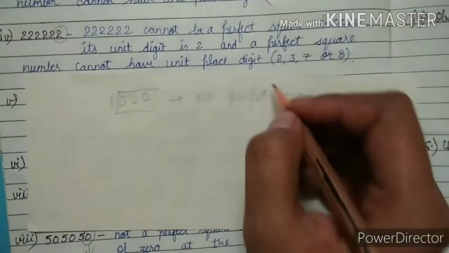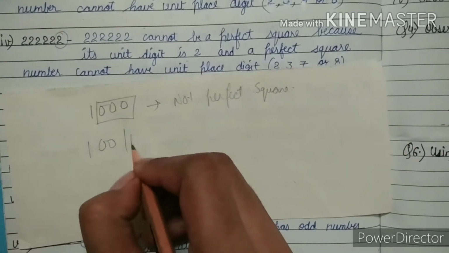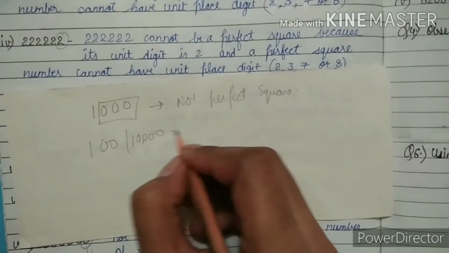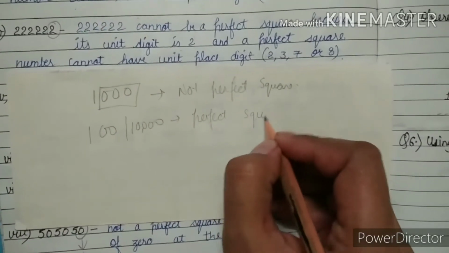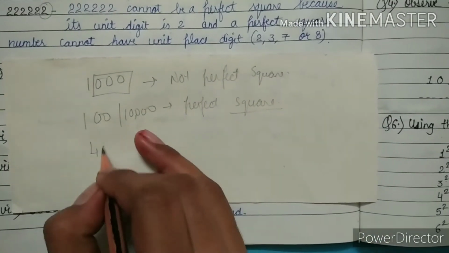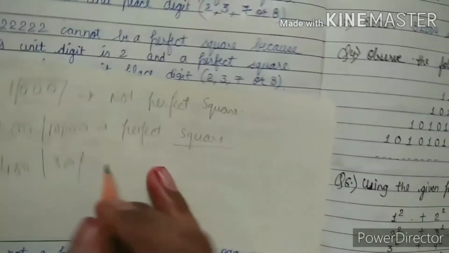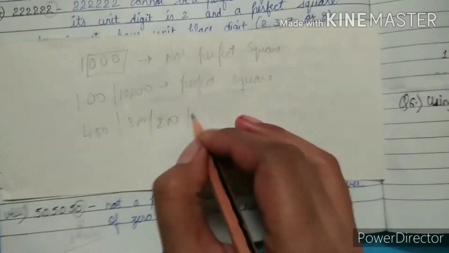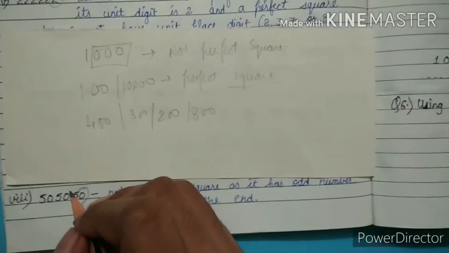Okay, so when we see an even number of 0s, like 100, 10,000, they are all perfect squares. Okay, this may be clear. But what do we do in the case of 400, in the case of 300, in the case of 200, in the case of 800? What do we have to do?